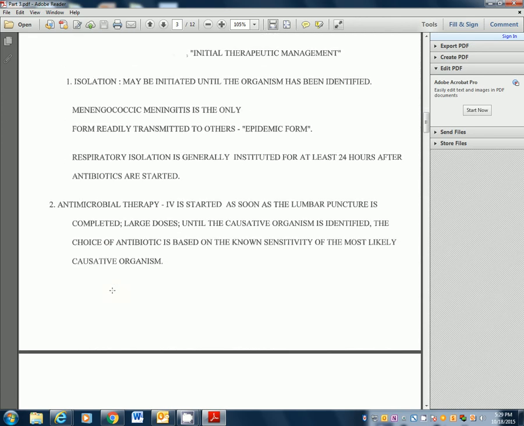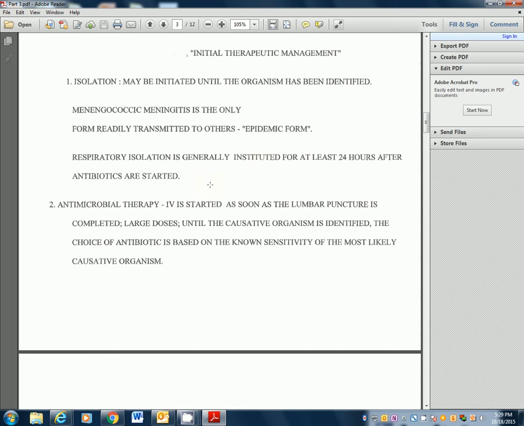Okay. Initial therapeutic management involves isolation. This may be initiated until the organism has been identified. So in other words, we're going to go ahead and put them in isolation, even if we don't know what it is, and assume it's bacterial just in case, because meningococcal meningitis is the only form that's readily transmitted to others, an epidemic form. So in case they have that type, we do put them in isolation.